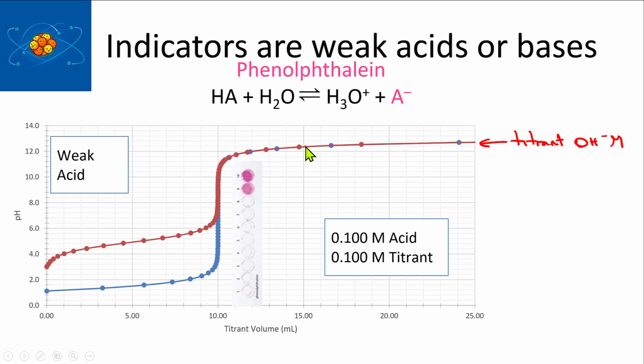It's near 12.5. So no matter what the indicator is, typically a strong acid-base titration will transition far enough that any indicator will really give us a pretty good idea of the equivalence point. Remember, the equivalence point for a strong acid-base titration happens here, right? So this would be at 10 mL, but even if the color change was down here, it would be okay.